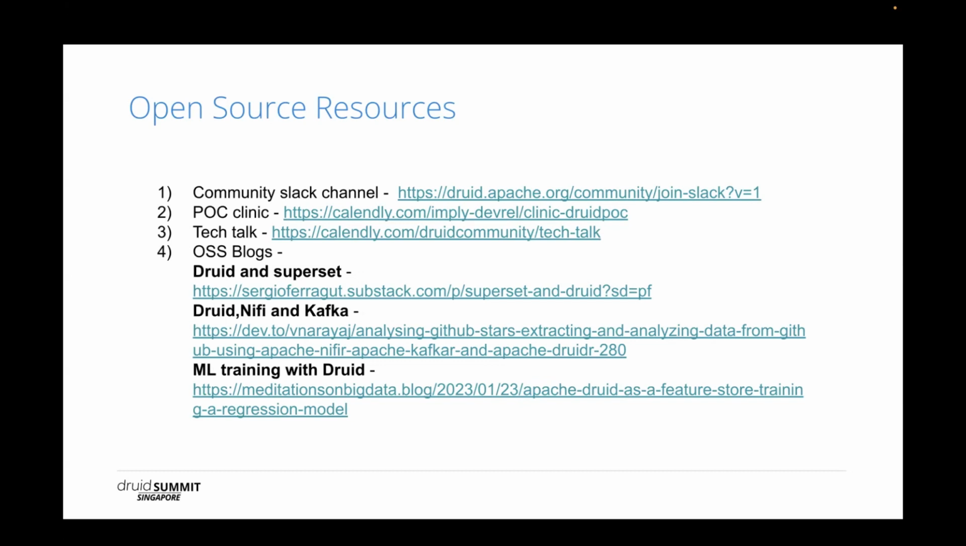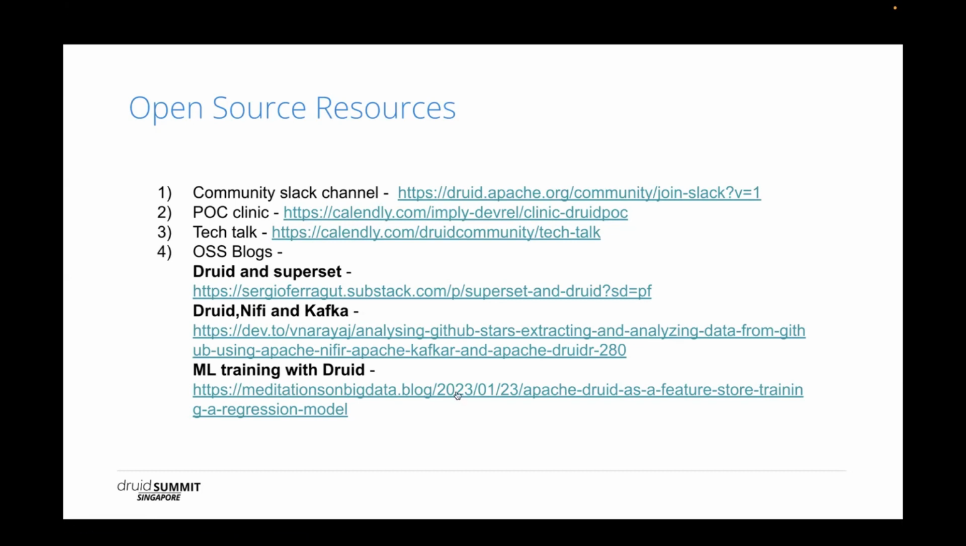We also offer tech talks about Druid to anybody who's interested in open source Druid or wants to use it. We can get on and explain what it does, how it does it, and what's the best place to use it. There are also a number of open source blogs put together by me and my colleagues, and these are all available for you to consume. I have one on using Druid with Apache NiFi and Apache Kafka to get data from GitHub and analyze GitHub repositories, the stars and things like that. A very interesting thing here. One on how to do machine learning model training with Druid.